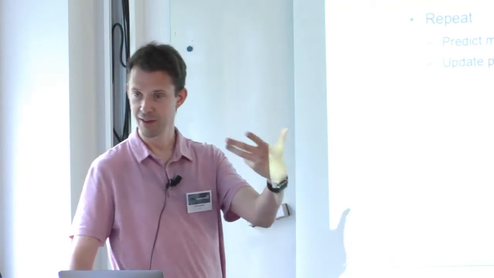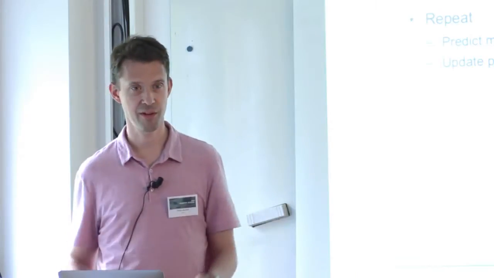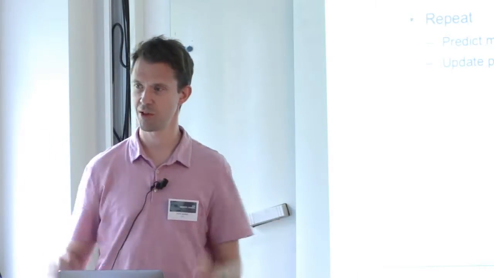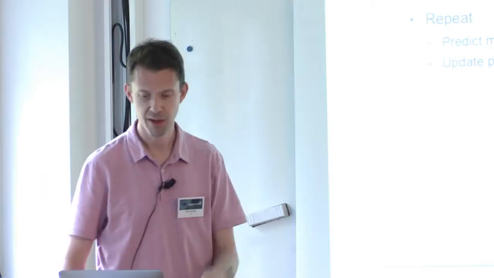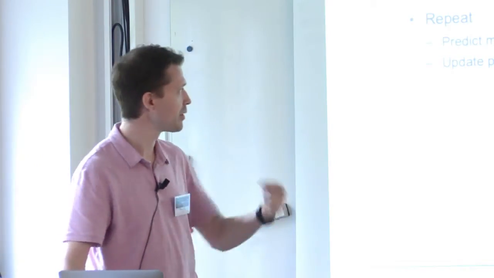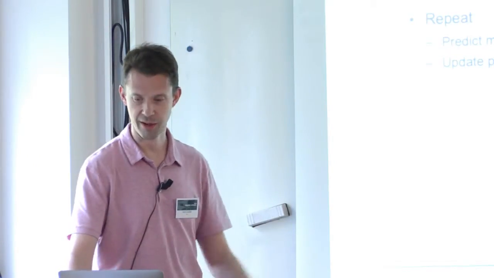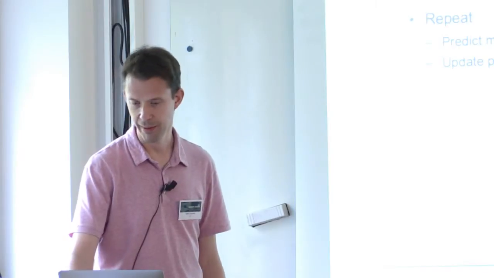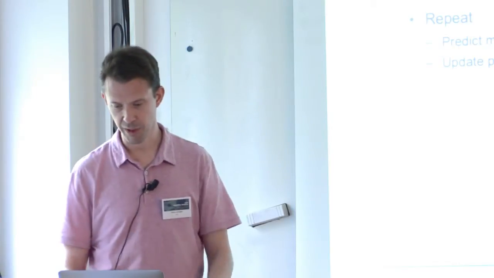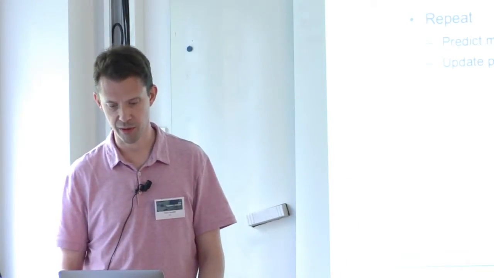Then I take information from other types of sensors, something that gives me information about the external environment. I incorporate that and combine it with my dead reckoning information, and I can update my position. Okay, so that's a typical localization algorithm.